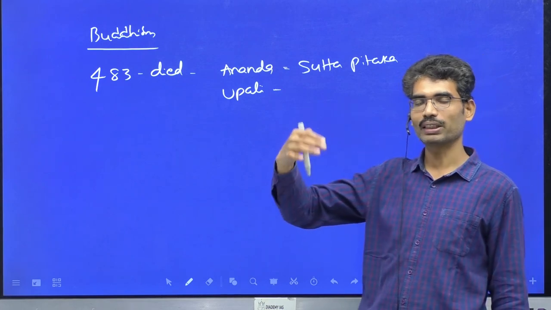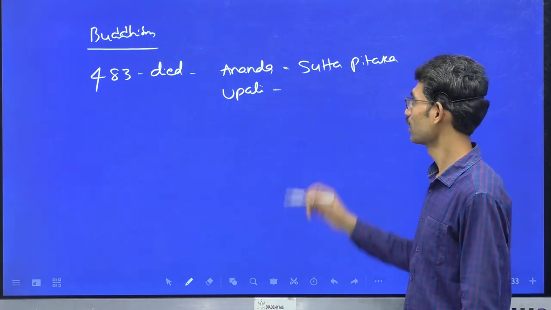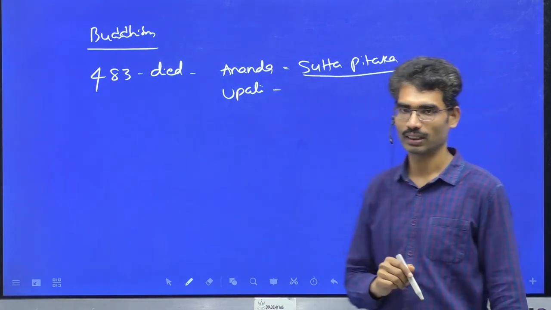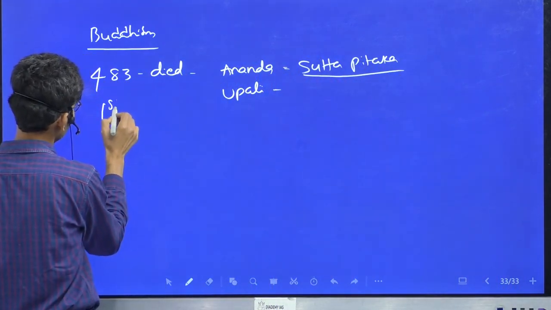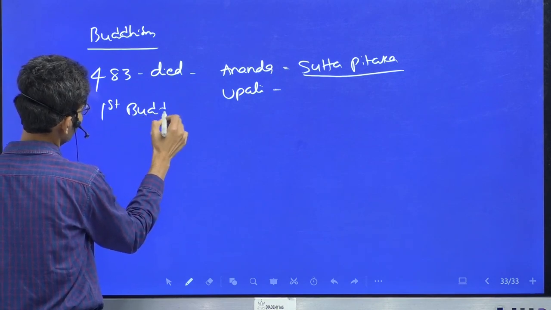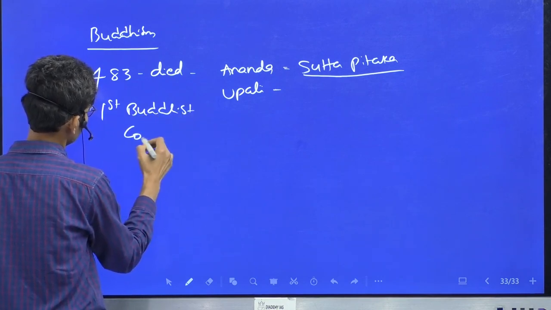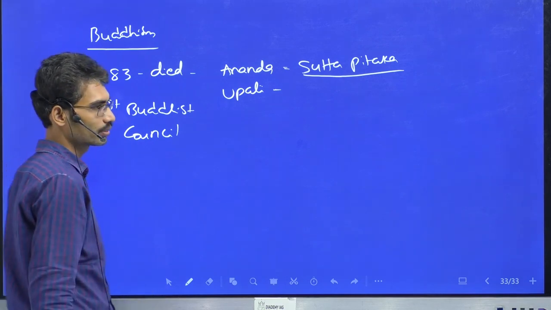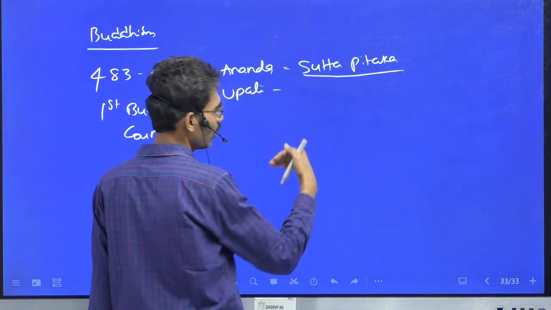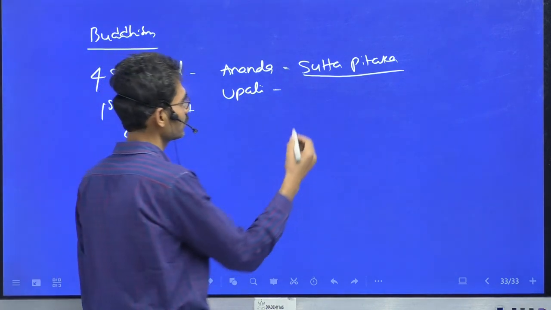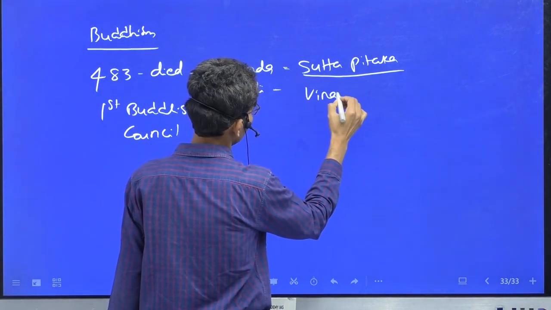Ananda repeated what the Buddha's teachings were. They were compiled in the Sutta Pitaka in 483 BC. This was the first Buddhist council. Upali gave the monastic order disciples the Vinaya Pitaka.